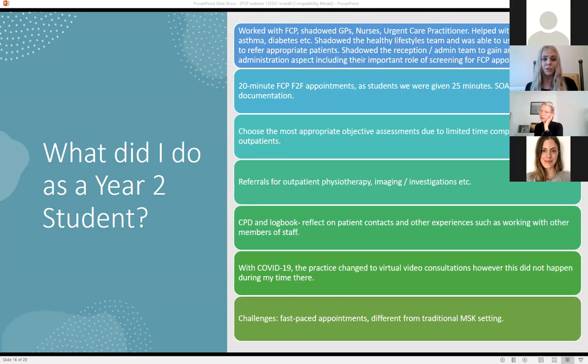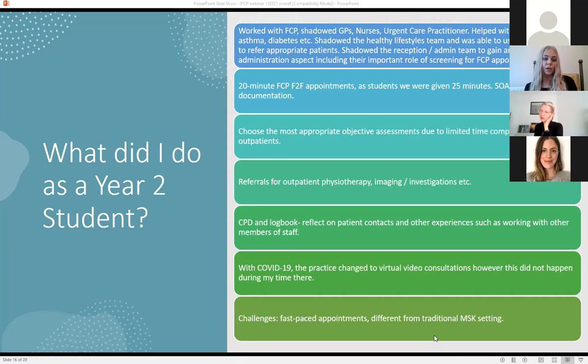In terms of the assessments we were using during the appointment times, you have far less time than you would with an MSK outpatient placement, for example. So it was really about choosing the most appropriate objective assessments based on the presenting complaint and the subjective history that the patient has told you. Due to that limited time, we really had the opportunity to develop our ability to choose the right assessments for the right time. So that was really helpful.